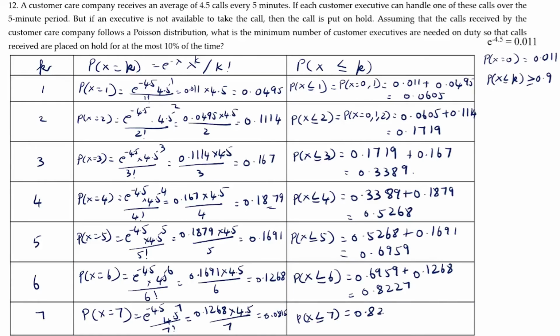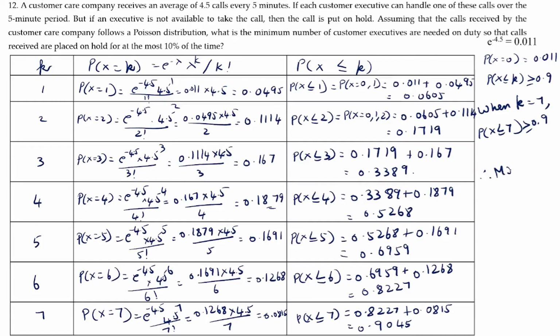So it is 0.8227 plus 0.0815. Now when we add these two, we get it as 0.9045. So finally we got the value of k, for which probability of x less than or equal to k is more than 0.9. So when k equal to 7, probability of x less than or equal to 7 is greater than or equal to 0.9. So the minimum number of customer executives who are needed on duty so that the calls received are placed on hold for at most 10% of the time is 7.